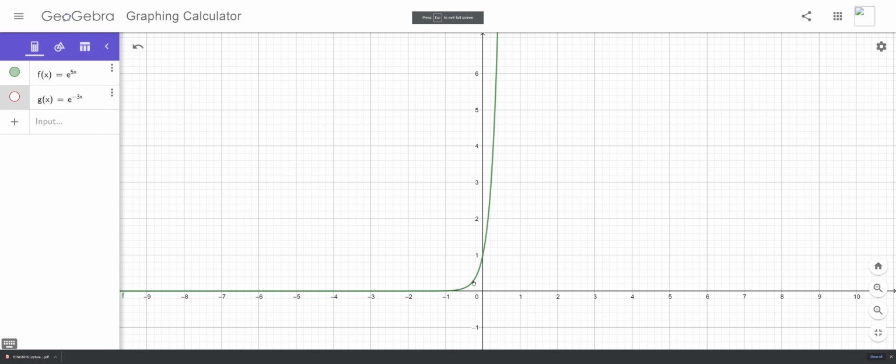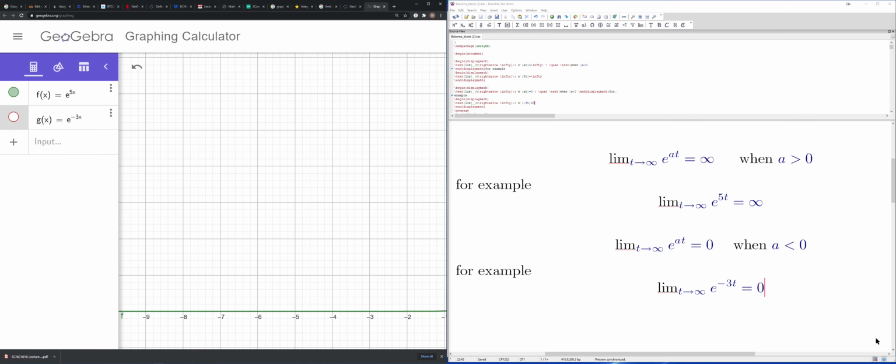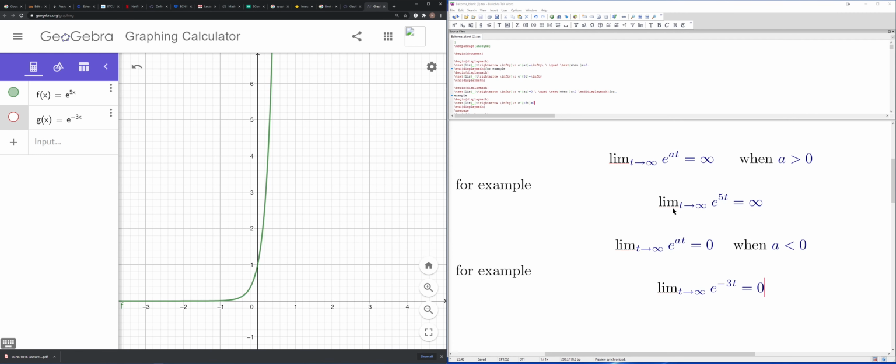Notice that when you put x equal to 0, you get e to the 0, which is 1. And then as x increases, it just heads up to infinity, and very rapidly too. So from this graph you should already notice that the limit of e to the 5t as t goes to infinity is going to be infinity.